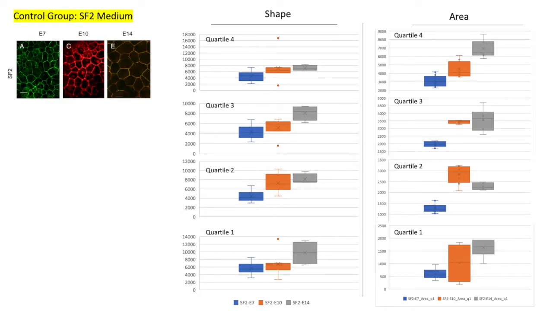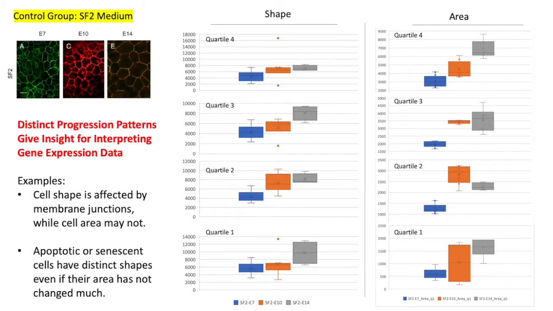Now, data like this may seem complicated and cumbersome, but it's actually very helpful if you're doing gene expression analysis by microarray or RNA sequencing. And the reason is because distinct progression patterns give insight into interpreting gene expression data. Here are 2 example scenarios. Cell shape is affected by cell membrane junctions, while cell area may not be affected by cell membrane junctions. Also, apoptotic or senescent cells have distinct shapes, even if the area of these cells have not changed much.